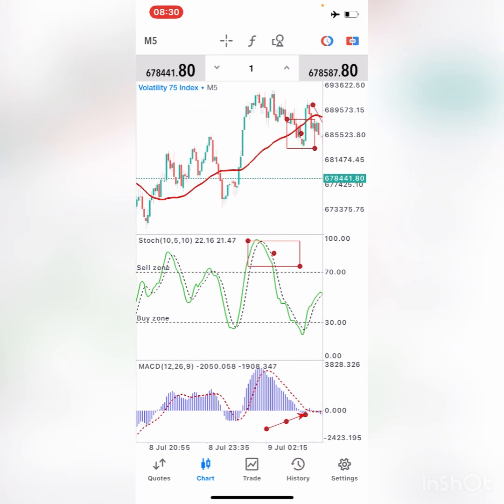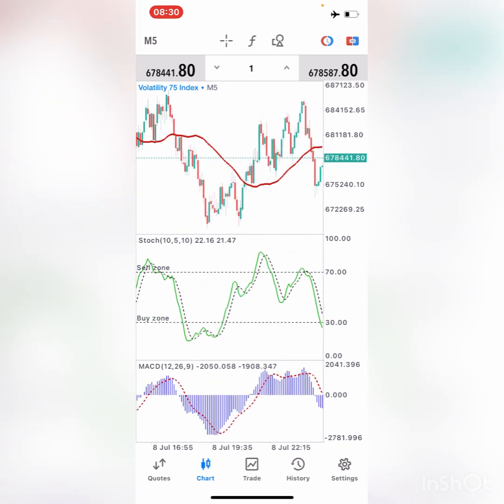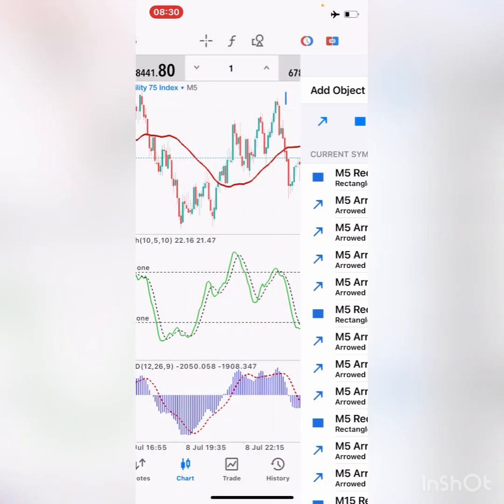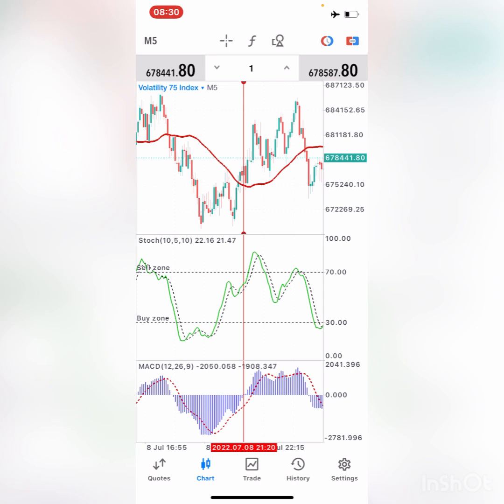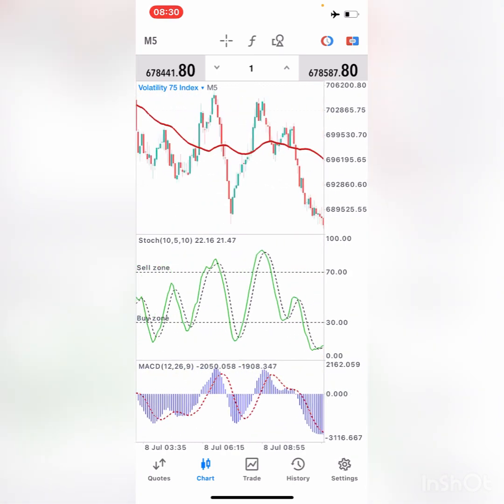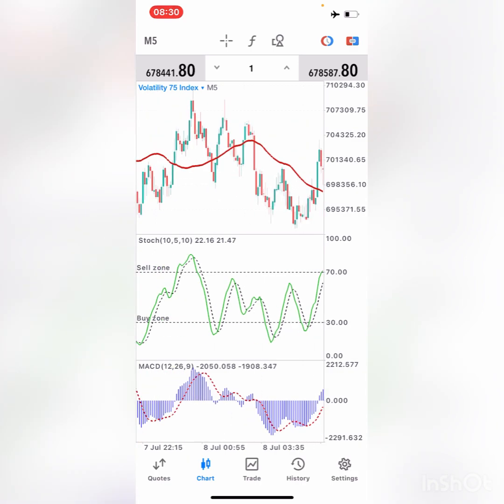This is V75 5-minute time frame, right? Here was another entry. All our conditions were met. Our stochastic was in the buy zone. Our candlesticks were above the moving average, and then we also had our MACD above the 0 line, right? So there's so many entries.